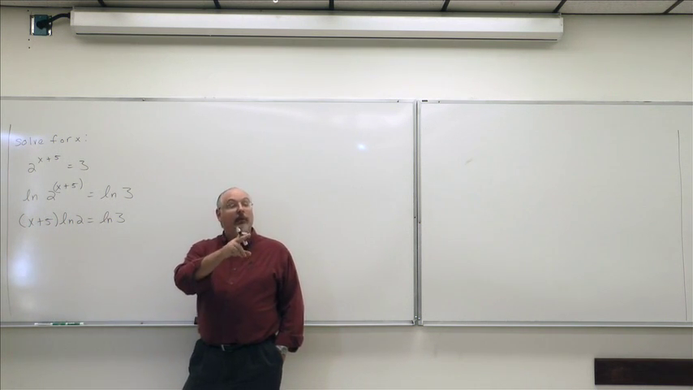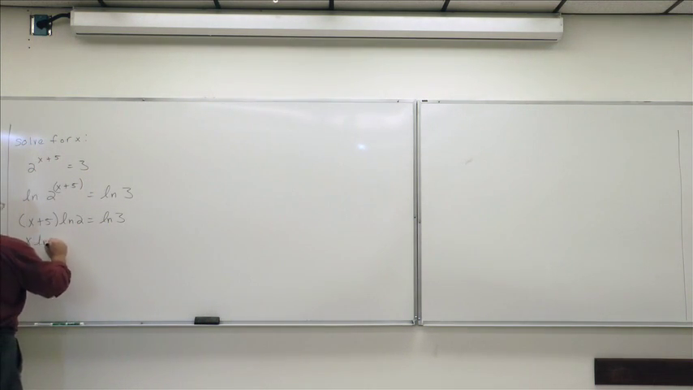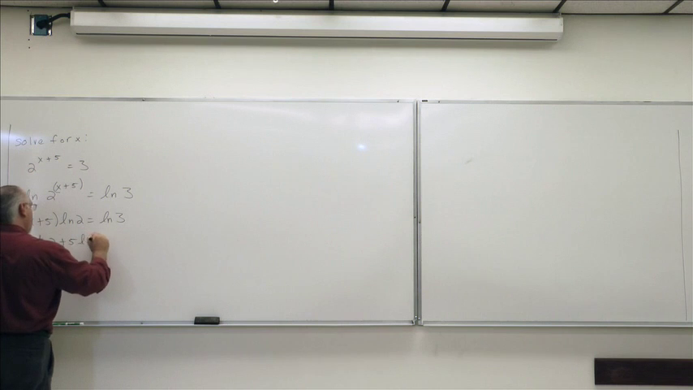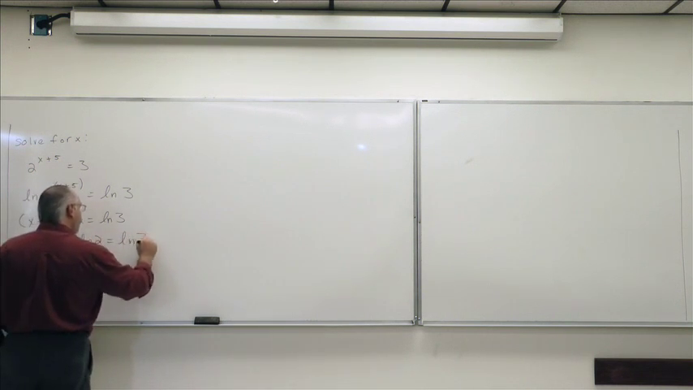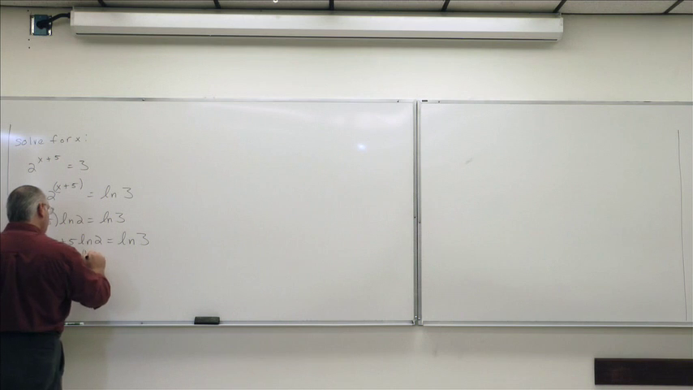So what are we going to do here on the right-hand side? We're going to distribute. So we get x natural log of 2 plus 5 natural log of 2 equals the natural log of 3. Now what? Subtract 5 natural log of 2.